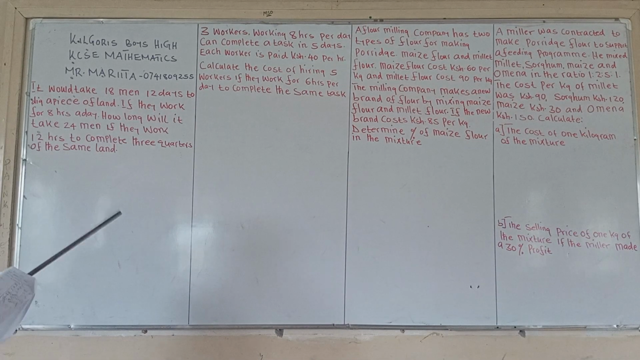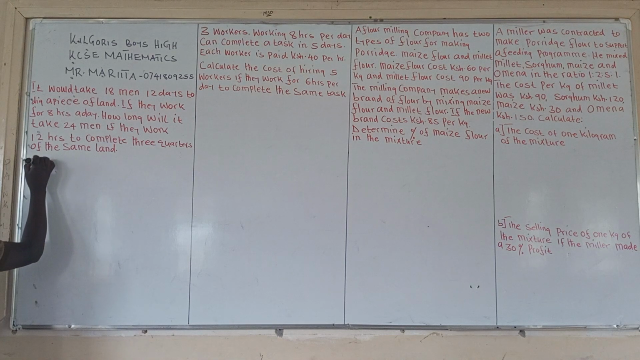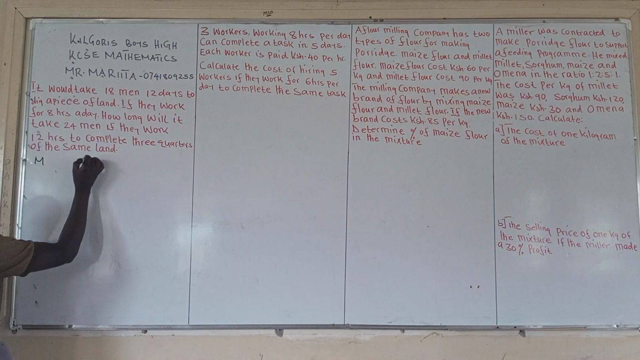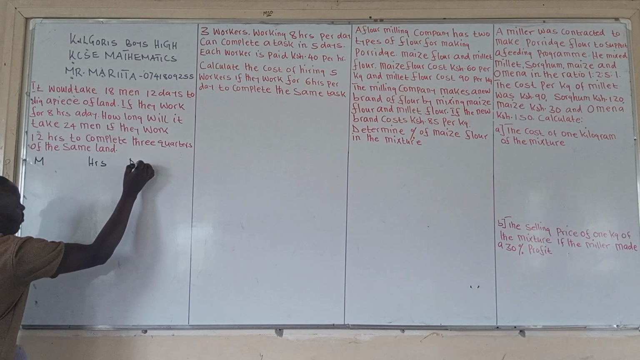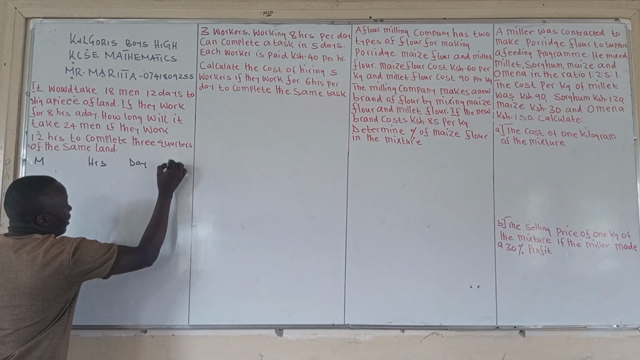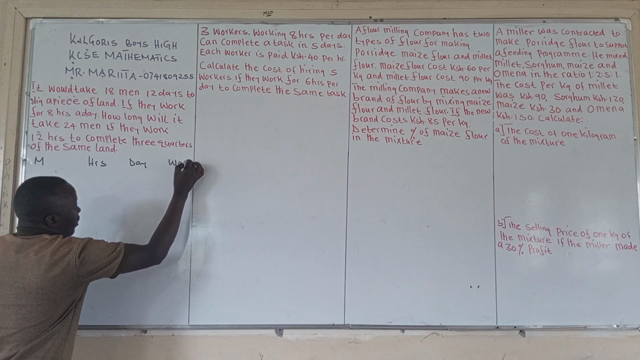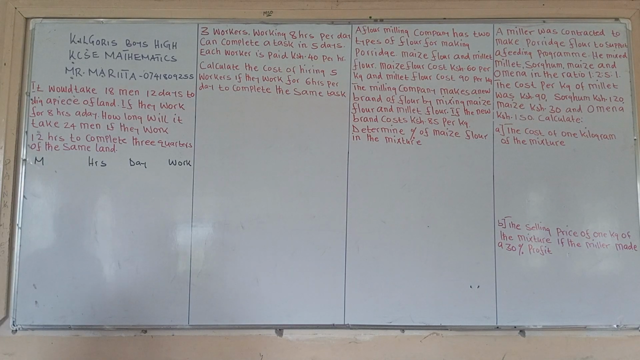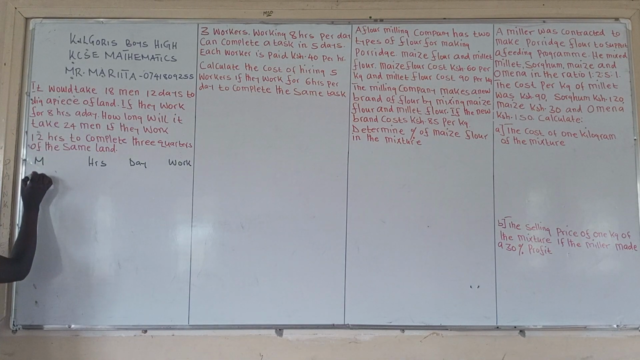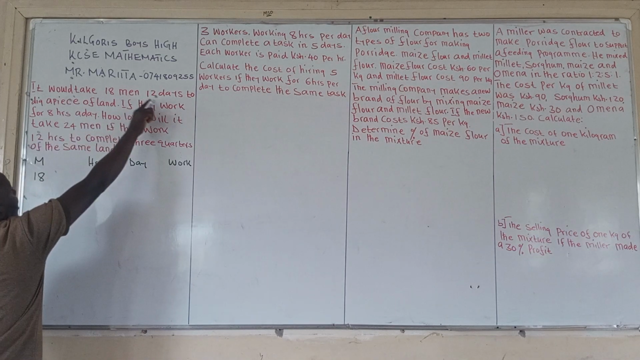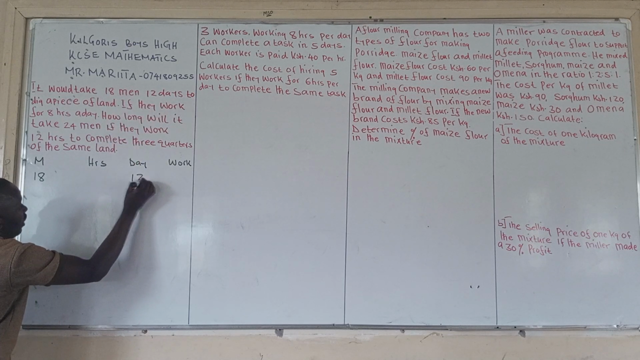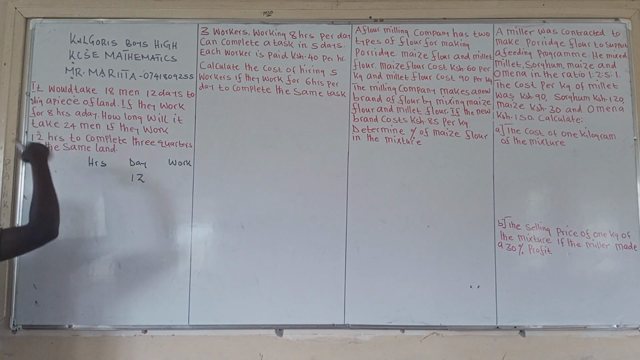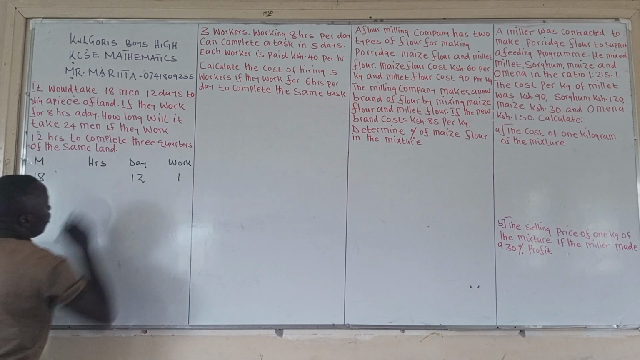So we can arrange this here. We have men, how many hours they take in a day, the number of days they take to complete the job, and the amount of work done. First we have 18 men. It will take 12 days, so the number of days they took here is 12. And they dig just one piece of land, so we can say that this one is 1.